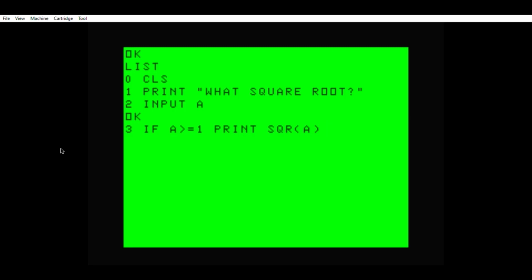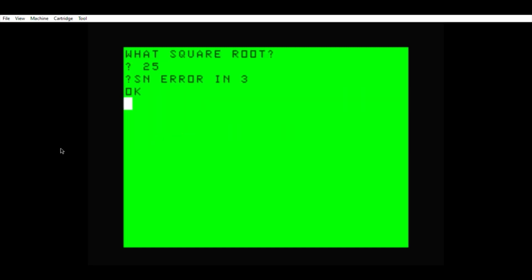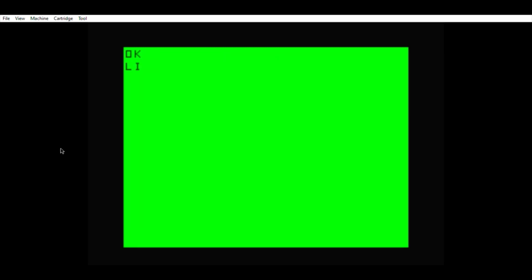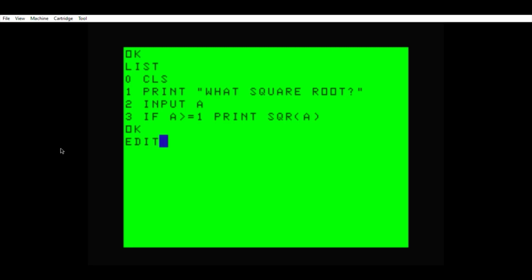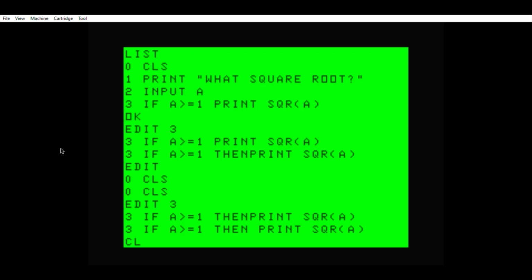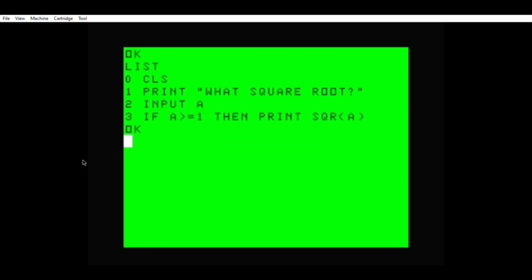Okay. Now we're going to run this program, and when we put in 25, it gave me an error. What did I do wrong? Okay. I forgot to put a then statement in there. Edit 3. If A is greater than or equal to 1, then print the square root of that variable.